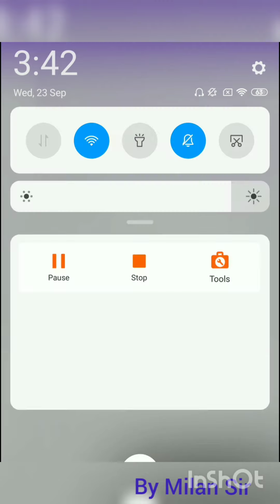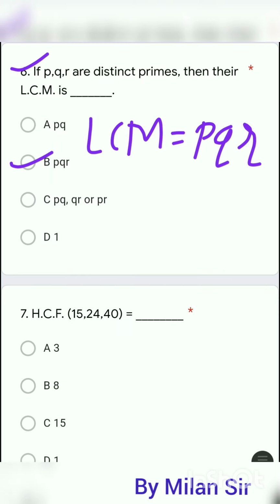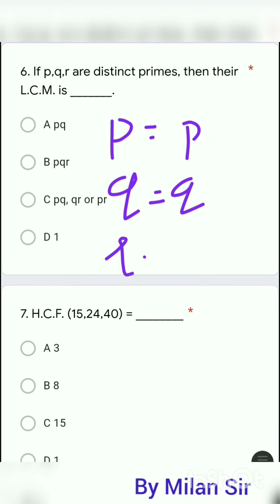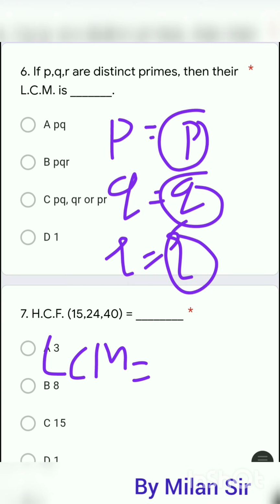Okay, because we can say that P is only P, Q is only Q, and R is only R, because we do not have any other factor, as these are prime numbers. Right? So for the LCM we need to write each number with the highest exponent, so all the numbers we need to write here, PQR. That's why our answer is B, PQR.